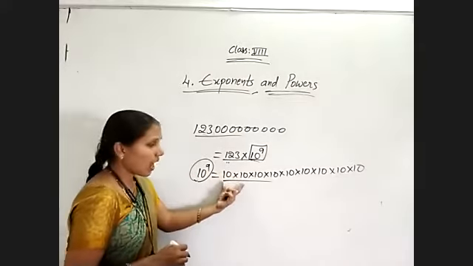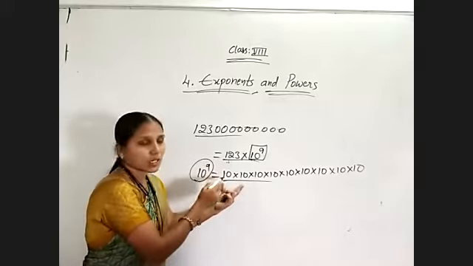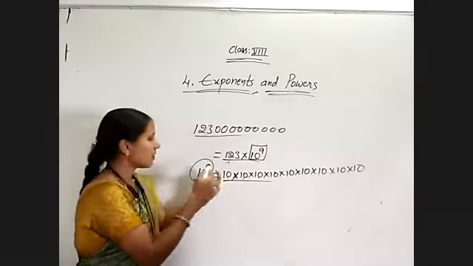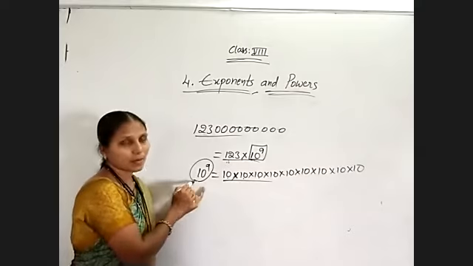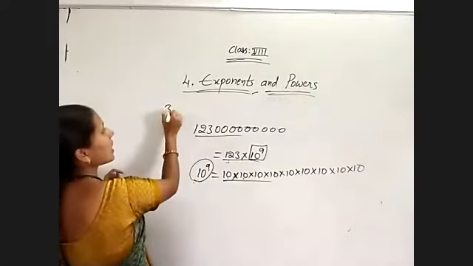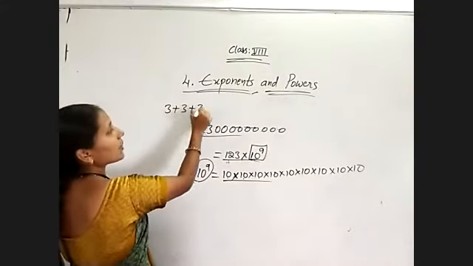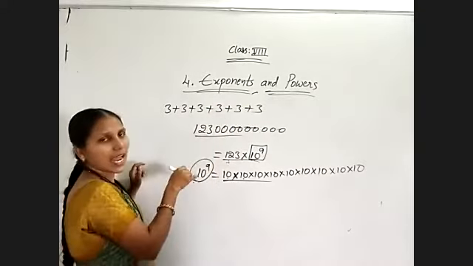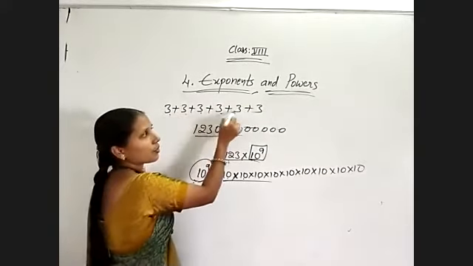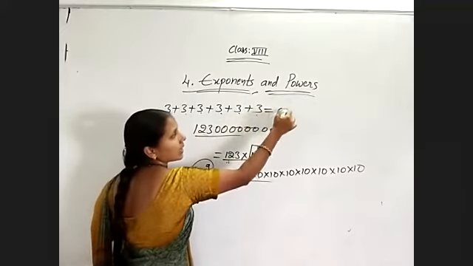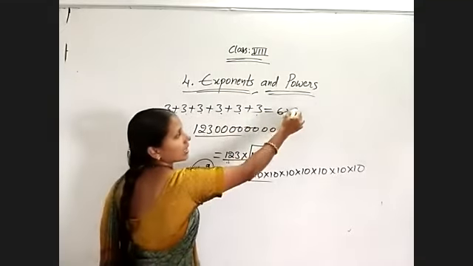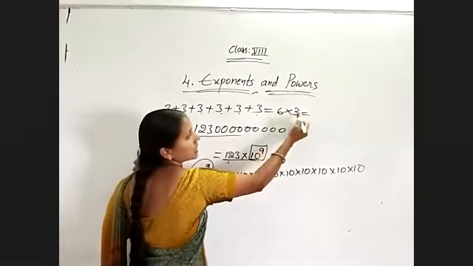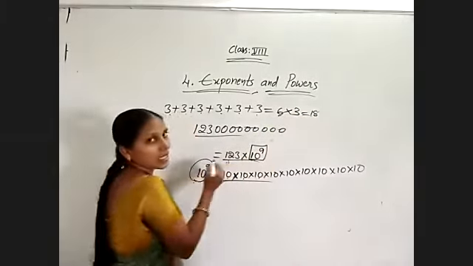See how we express in exponential form when the same number is multiplied several times. Suppose I have the same number added so many times: 1, 2, 3, 4, 5, 6. That is nothing but repeated addition, which is multiplication. 3 repeated 6 times, so 18 is the answer.